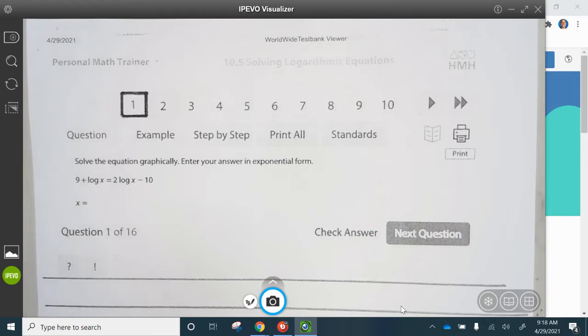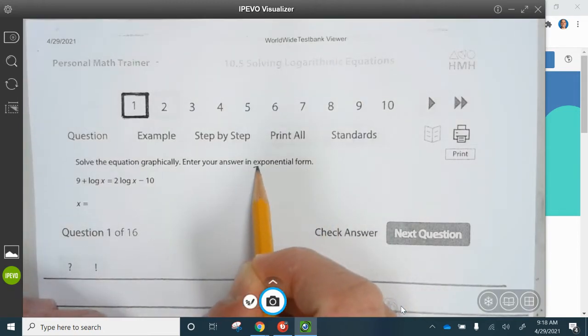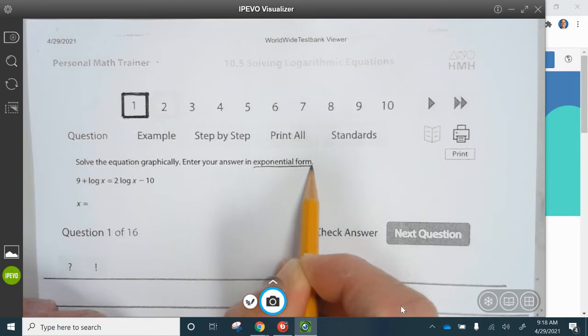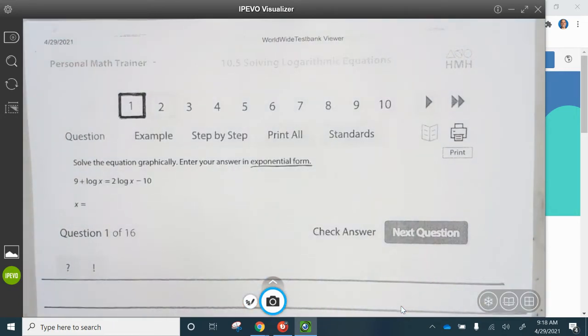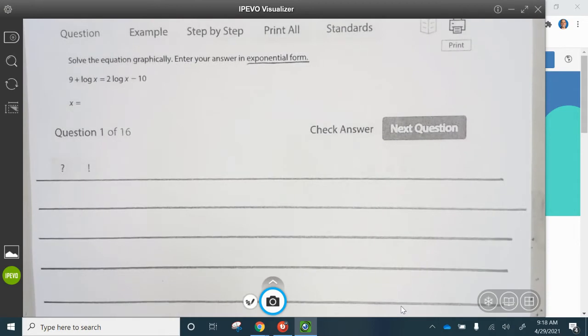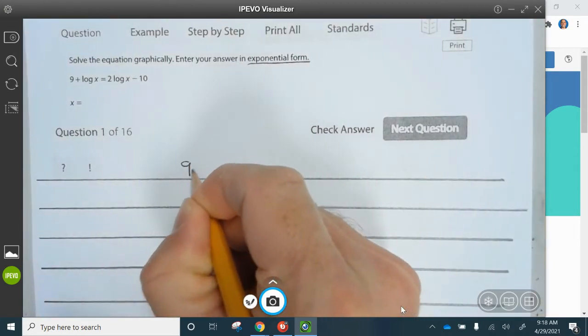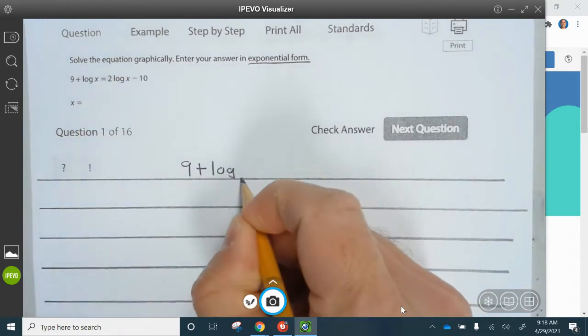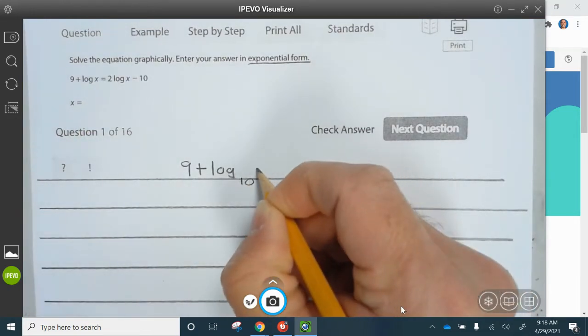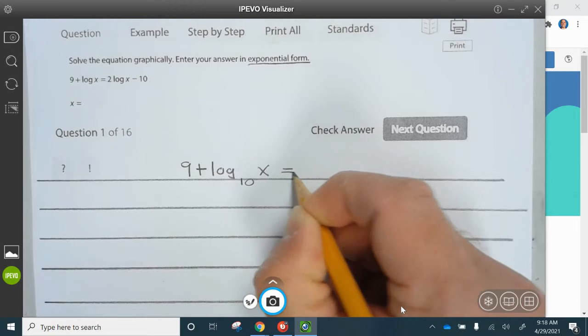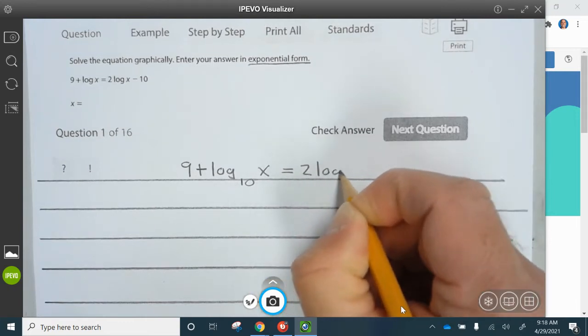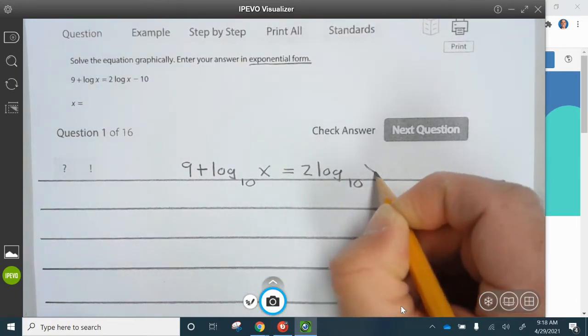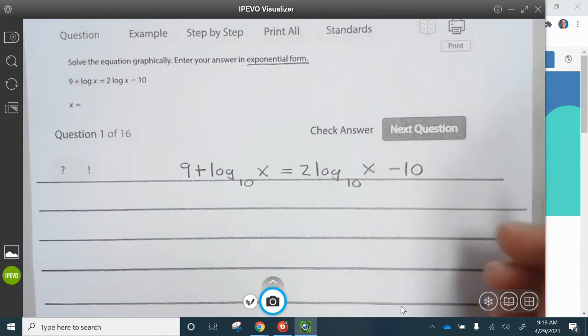Okay, let's look at question number 1. Solve the equation graphically, enter in exponential form. Since they're asking for exponential form, they're really asking you to solve this algebraically, so let's do that now. We have 9 plus log, if there's not a base, we set that's base 10, of x equals 2 times log base 10 of x minus 10.